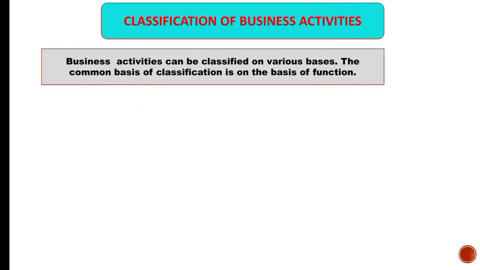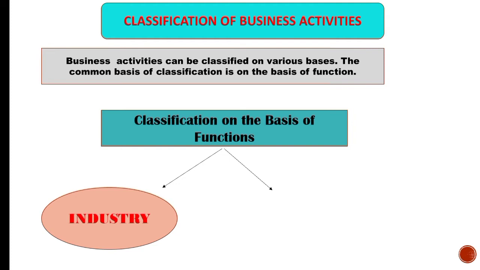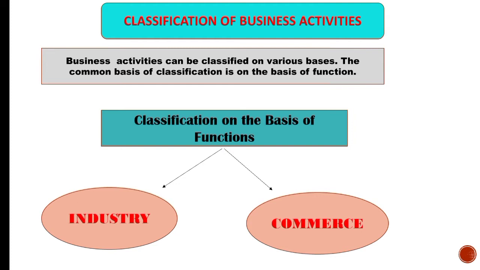Now, if we talk about classification of business activities, business activities can be classified on various bases. The common basis of classification is on the basis of function. So here is a classification on the basis of function. First is industry, second is commerce. So it is clear that business activities include purchases or production or sale or exchange of goods and services, and these activities are categorized into two main categories. First is industry and second is commerce.